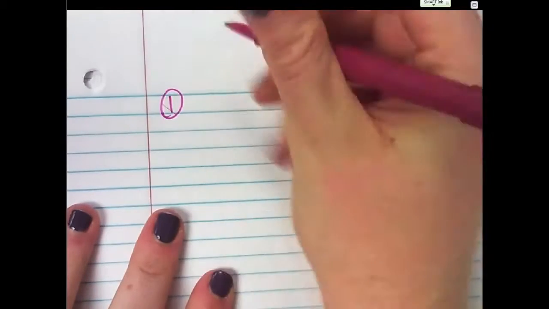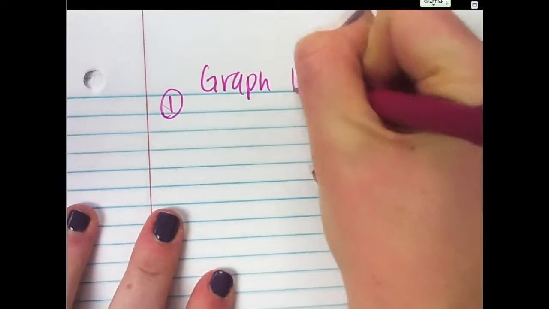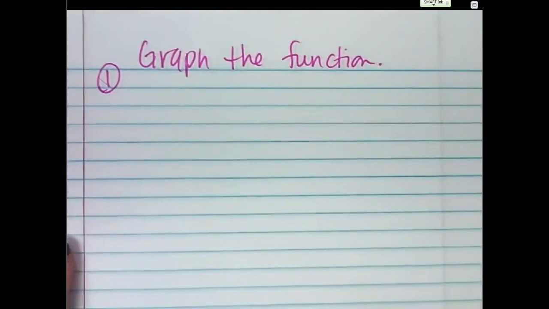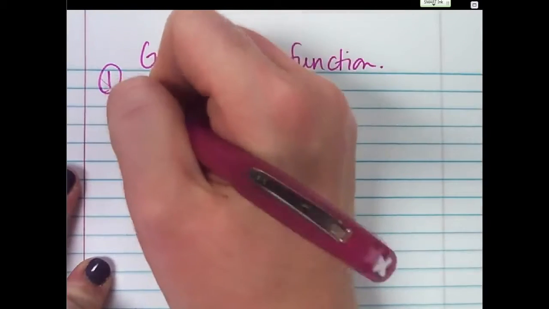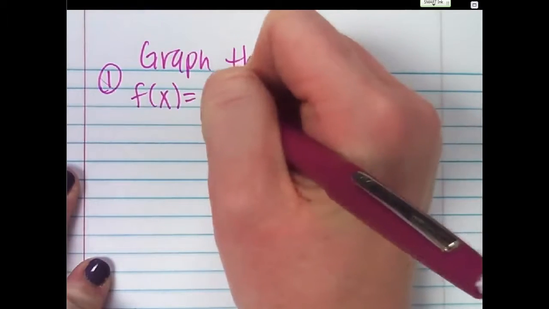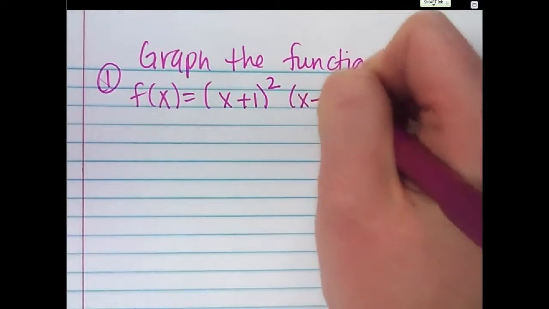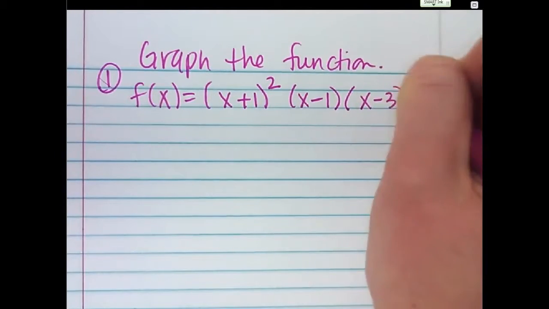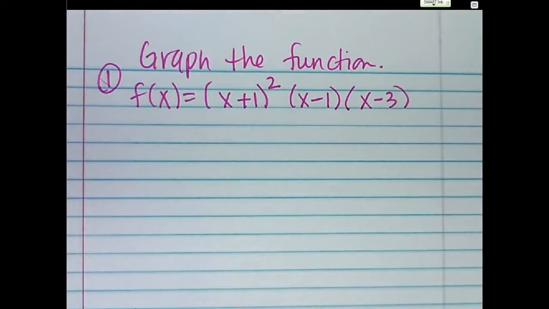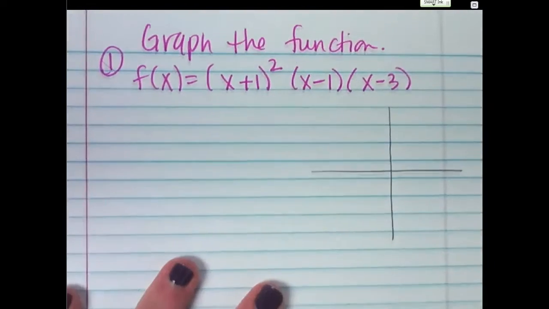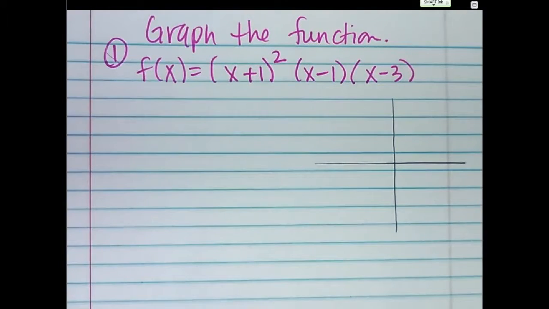Okay, so let's do 1. Okay, so the instructions are just graph the function. And you're going to get this big whole thing, but it's in factored form already. So really, the hard work is done for you. x minus 1 and x minus 3. So over here to the side, just draw your x and y axis. And then we're going to go through, there's only 4 things you're going to look at.